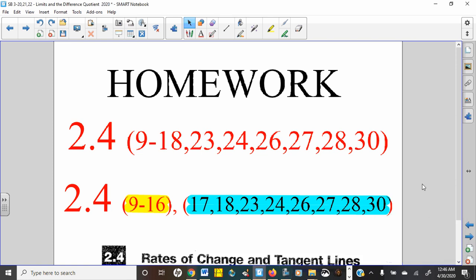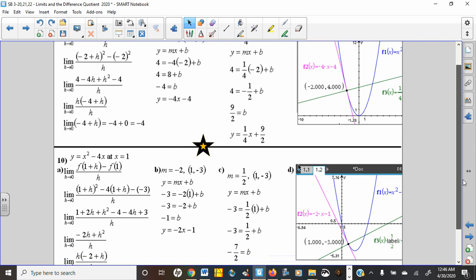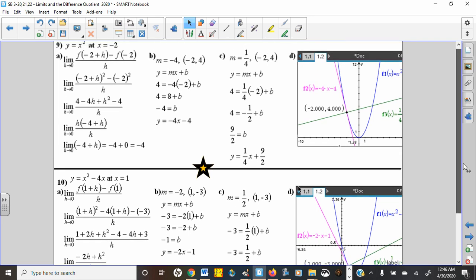All right, this was the second 2.4 assignment, 9 through 16. Basically using the formula for a tangent slope to find some tangent slopes. That was the idea. So numbers 9 and 10 are pretty much exactly the work that you would have seen within your course pack. Having the work and being able to follow it are two very different things.